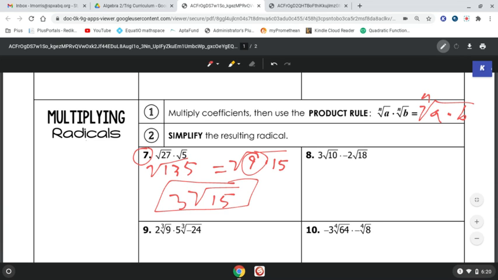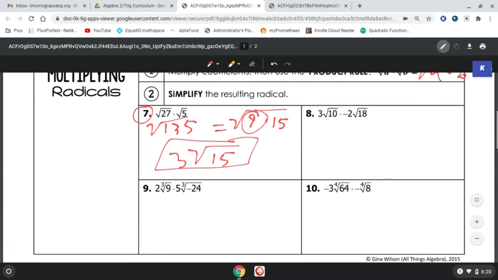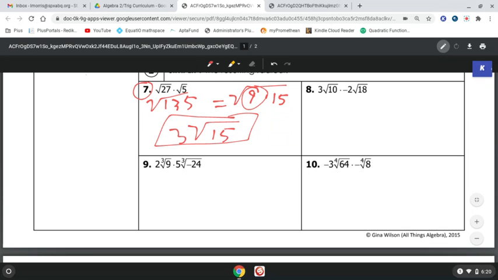So the process of doing this is not very complicated. I'll do a cube root just to show you, but it's literally the exact same thing. So if we're taking 2 cube root of 9 times 5 cube root of negative 24, first thing we're going to do is multiply those coefficients, which would be 10. Then we would multiply 9 times negative 24, which, let me see, I don't know what that is off the top of my head. 9 times 24. That would be the cube root of negative 216.